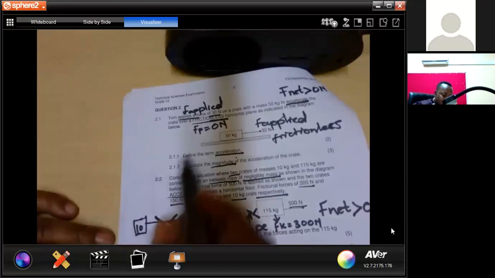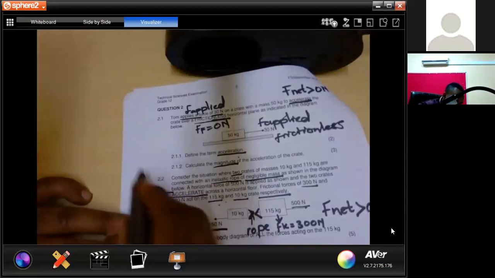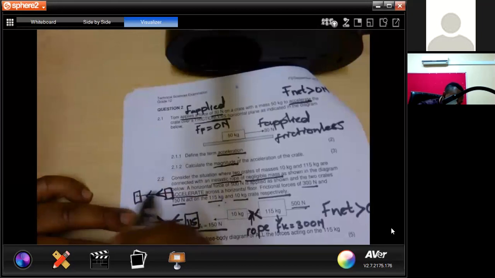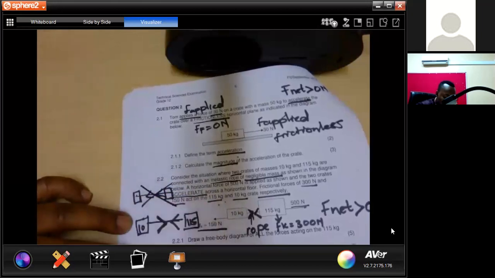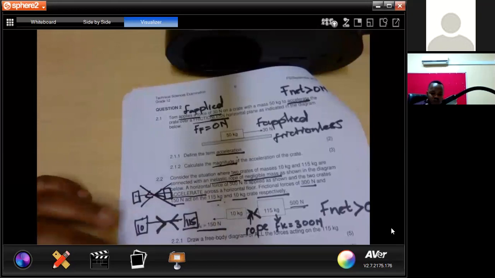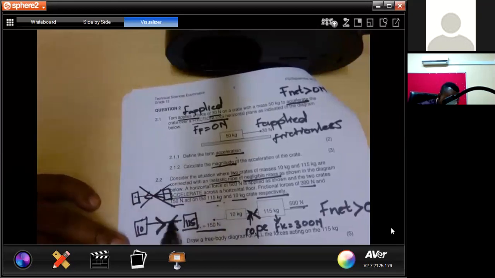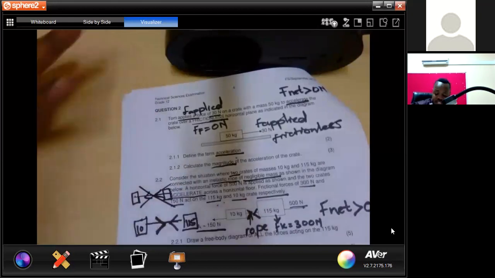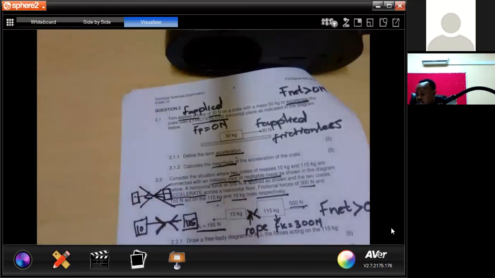Now, what is wrong? Obviously, if this is your 10 kilogram and this is your 115, you can't do this. Why? The arrows are not facing each other, so that is incorrect. The two arrowheads must face each other, and that will always give you the correct direction of the tension. Right, so that is just analyzing of the diagram.